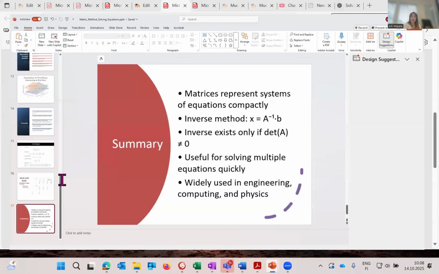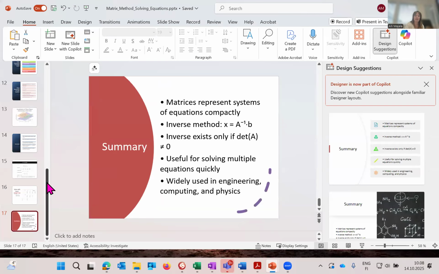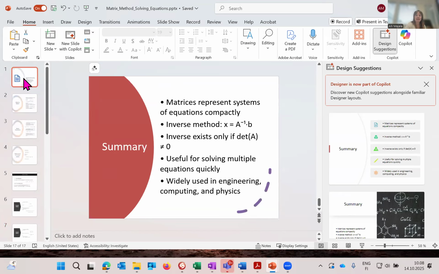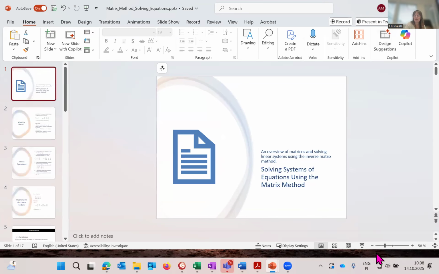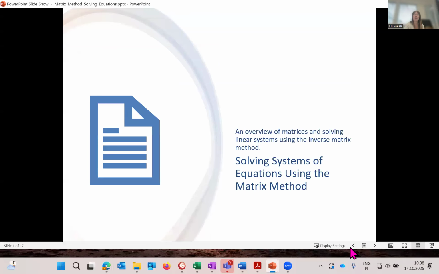I think this is the presentation for that. But here's quite a lot of new stuff. So we go through it a little bit, and then just to the main topic, solving systems of equations using the matrix method.